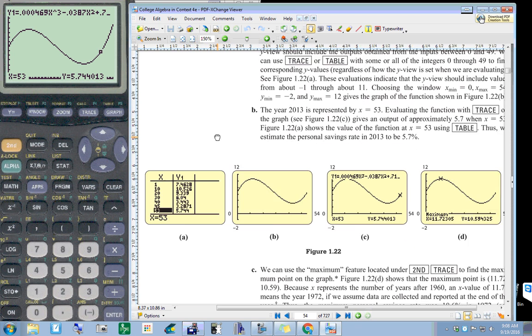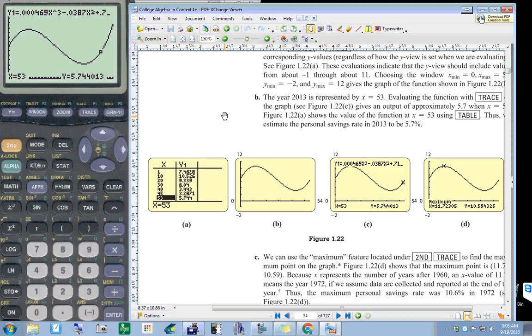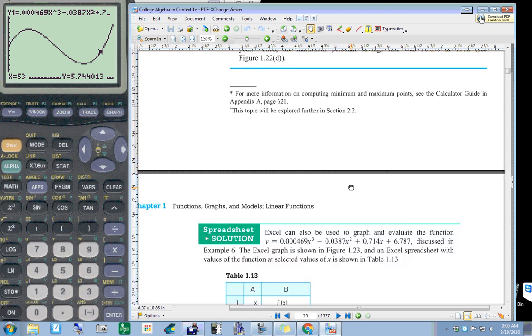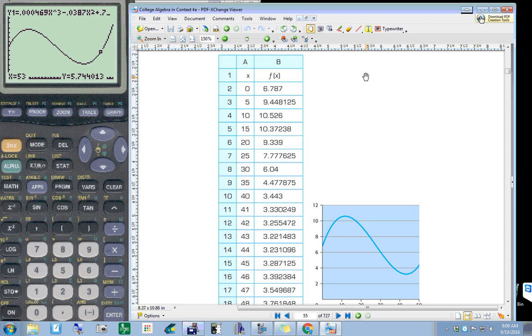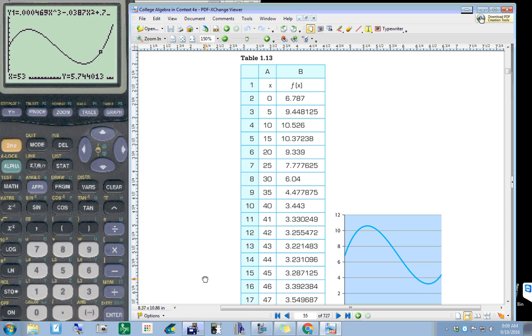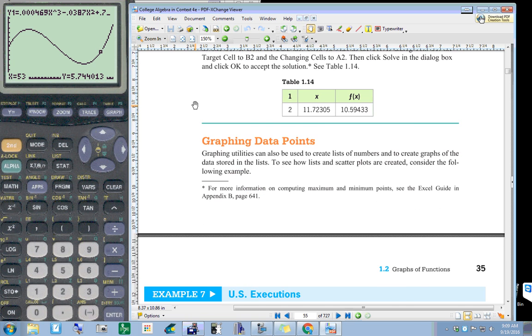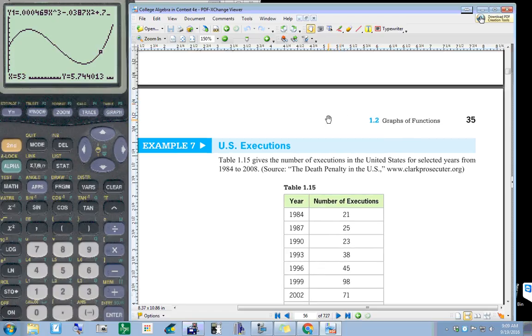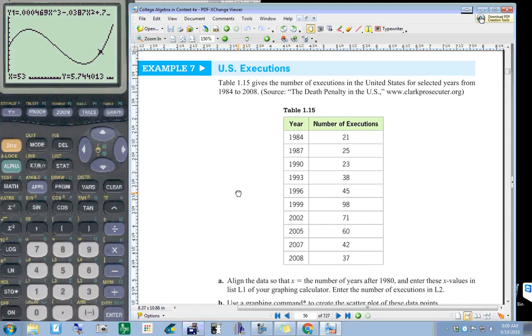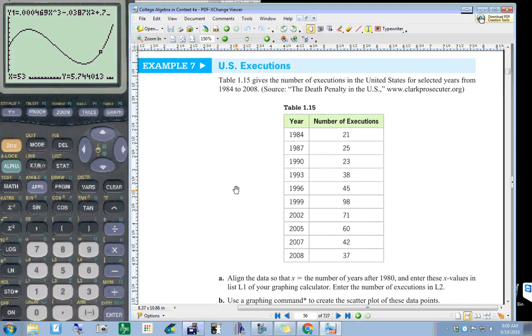So if I continue on, they show you a few things on how it looks. They had things set up a little bit differently, which is perfectly fine. Continuing on here, and again, like I said, you can put this into a spreadsheet, but it's going to take a little bit more to do. Graphing data points.